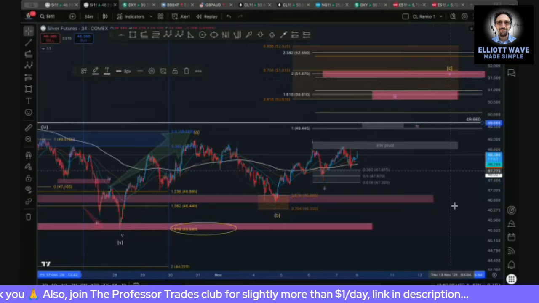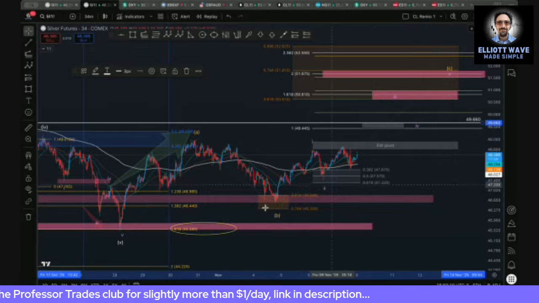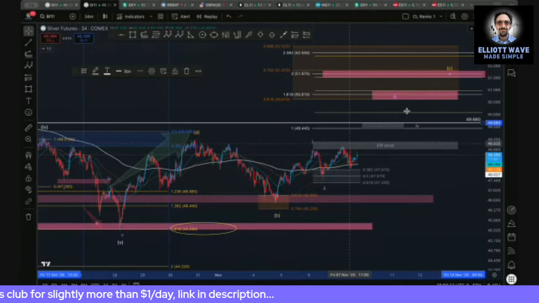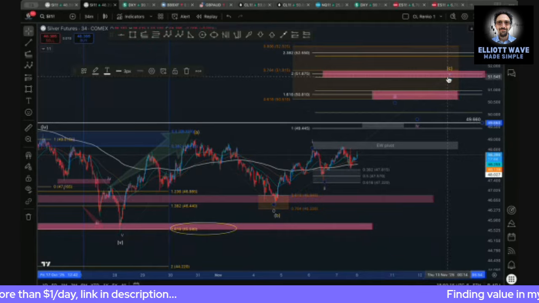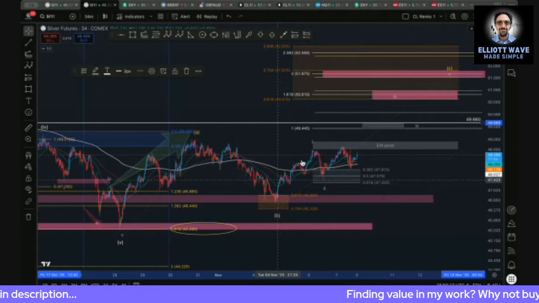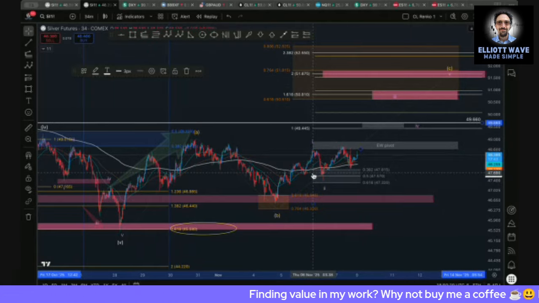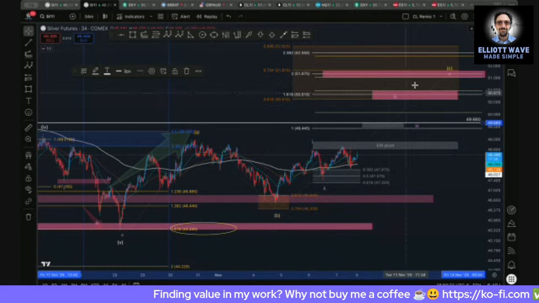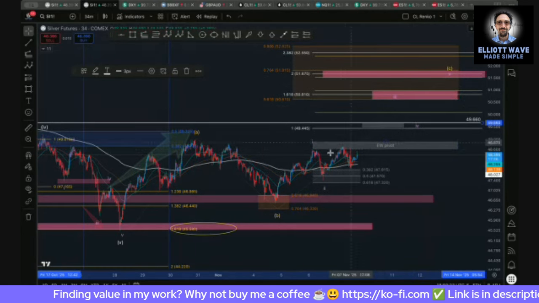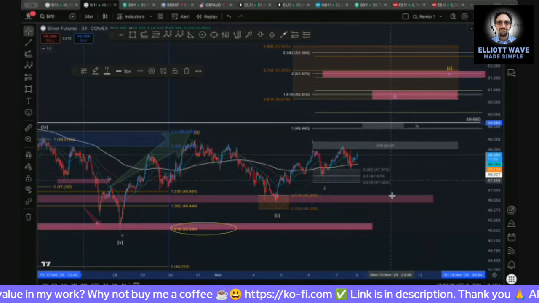All right, so that's the idea. We're finishing off this corrective move, which we're thinking of as a C wave, and we're looking for a 5-wave move up into this resistance. Do we know exactly? Look, we don't know anything. These are just guides. These are not predictions.